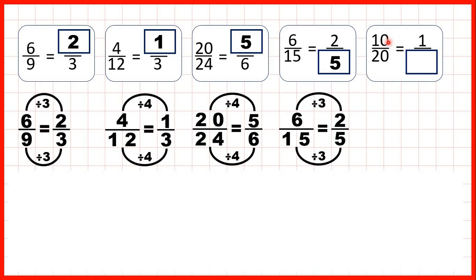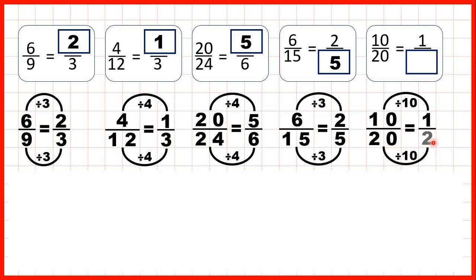Now here, we have 10 over 20, and we need to find an equivalent fraction with a numerator of 1. 10 divided by 10 is 1, because whenever you divide a number by itself, you always get 1 as your answer. And here, what we've done to the numerator, we need to do to the denominator as well. 20 divided by 10 is 2, so 10 over 20 is equivalent to 1/2, or 1 over 2.